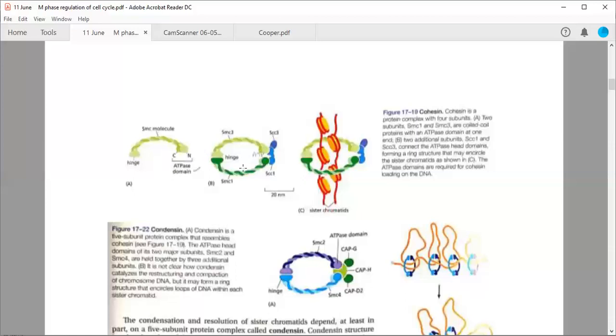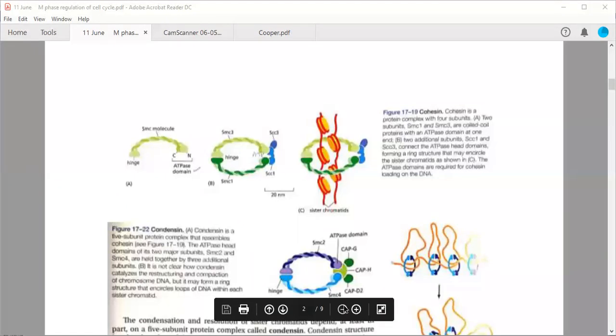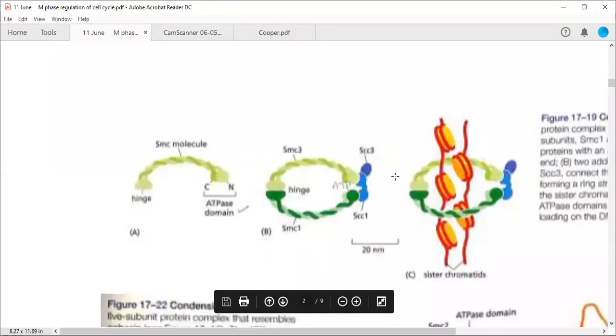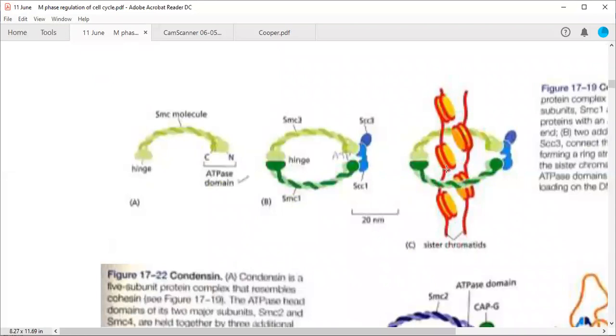The second protein is actually the partner of this particular protein: structural maintenance of chromosome 3, and this is SMC1. So these are making another ring-like structure, and both the ATPase domains come together, which in turn interact with other proteins, called SCC1 and SCC3. Actually it is not very visible from this PDF, but I'll try. So this is SCC3 and this is SCC1. So this is your chromatin.